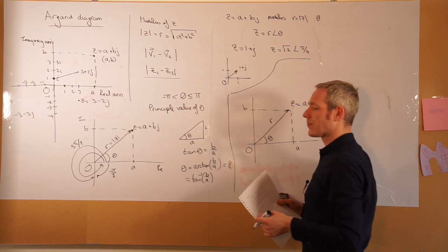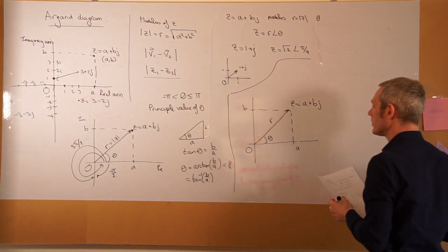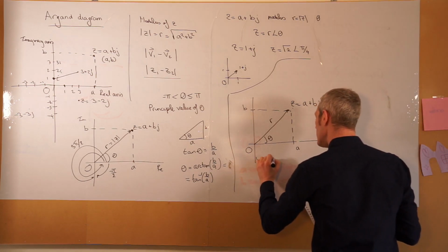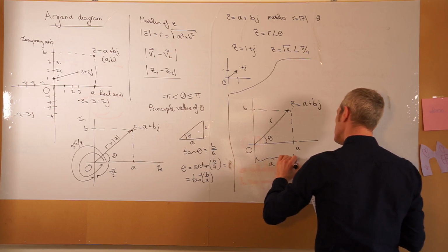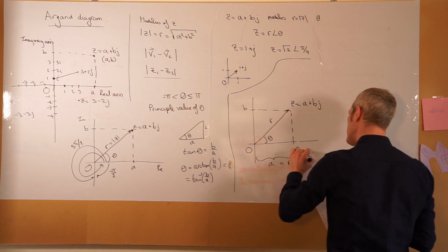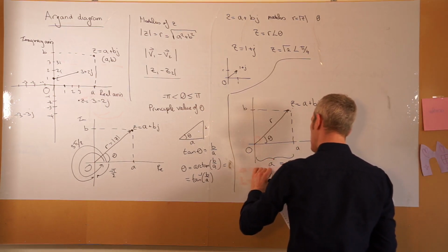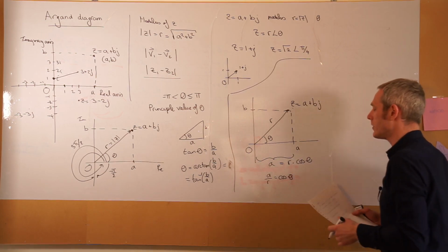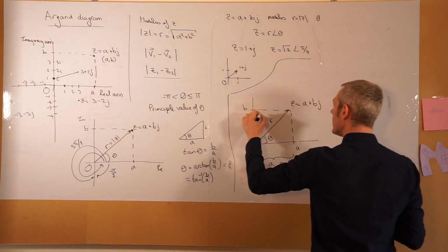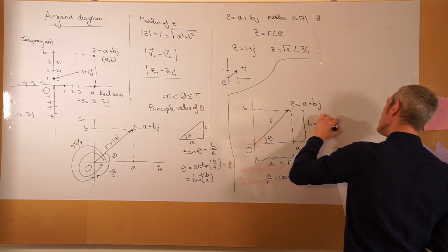But this is a triangle we know more about, because we know this distance a is equal to r times the cosine of theta, because we know that a divided by r is the cosine of theta. This is just rewriting it. We also know that this distance b is equal to r times the sine of theta.